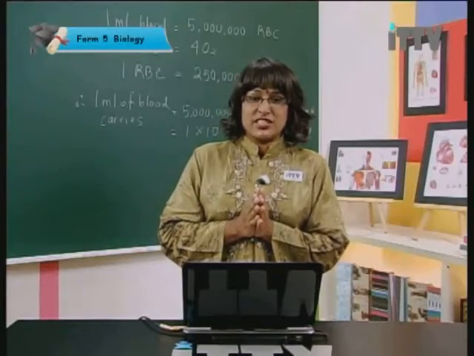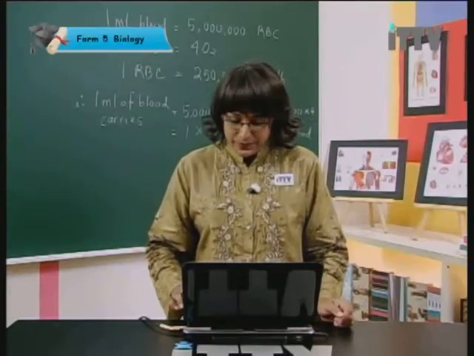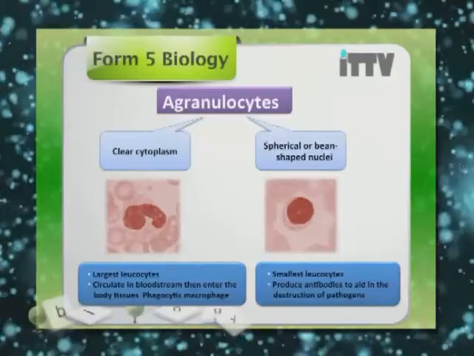Now let us take a closer look at the agranulocytes. Agranulocytes, unlike the granulocytes, differ in the fact that they have a clear cytoplasm and a spherical or a bean-shaped nucleus. The monocyte has a bean or kidney-shaped nucleus, and it is the largest of the leukocytes. It circulates in the bloodstream until it metamorphoses into a phagocytic macrophage in the tissues by engulfing cells that have turned to become mutants.